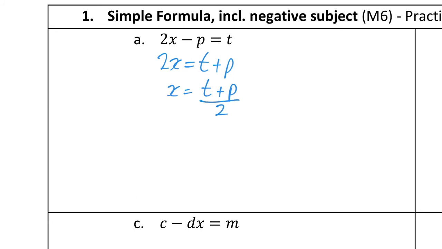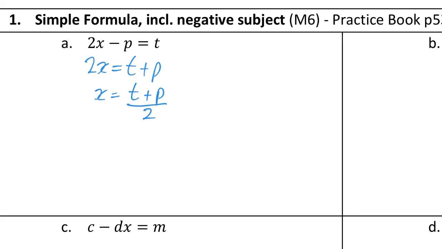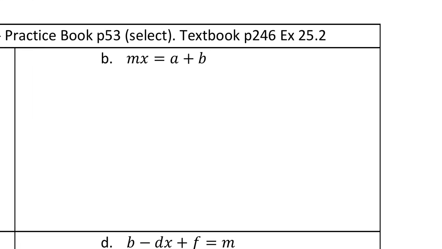Now try and avoid, if you can, writing it as t plus p divided by 2, because that looks quite like t plus p over 2, which is a different thing. So if you can, try and use a good horizontal line between your numerator and your denominator, just to be really clear. So I'll rub out this one, which I don't like. A good horizontal line is what we're looking for. Example B, there's only one thing happening to the x here, so it's actually an easier one. It is x being multiplied by m. So the opposite of multiplying by m is dividing by m, and that's it.